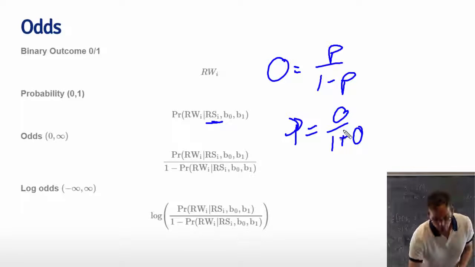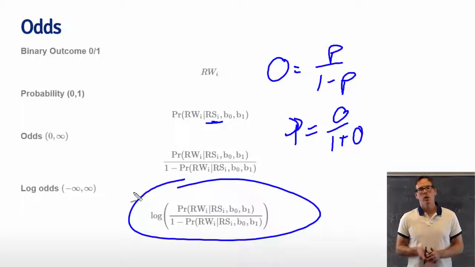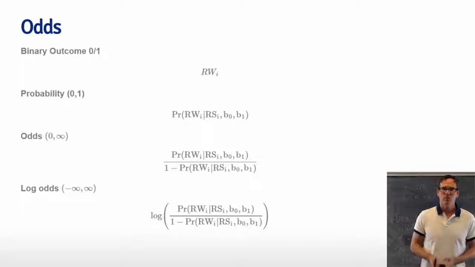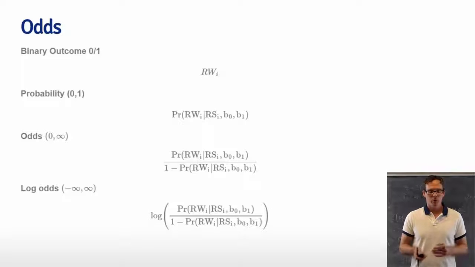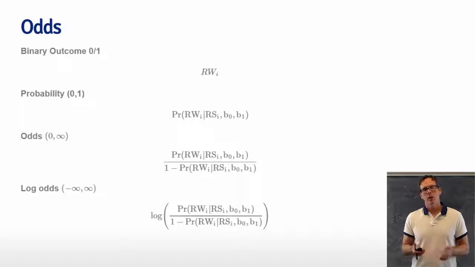The log odds then is just the log of the odds. And we use that so commonly that we gave it a name, and it's called the logit. So the logit is simply the log of the odds. So what we're going to do is put the model on the log of the odds.